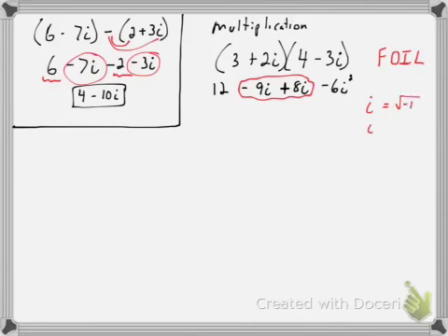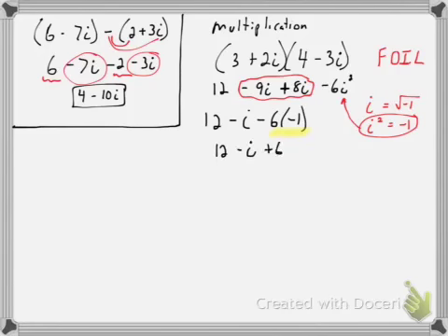We have like terms, -9i and +8i. And then we're going to remember, if i equals the square root of -1, i squared would be -1. And we can substitute that in. So I have 12 minus i minus 6 times -1. Okay, -6 times -1 is +6. Combine like terms, we get 18 minus i. And that's our final answer.